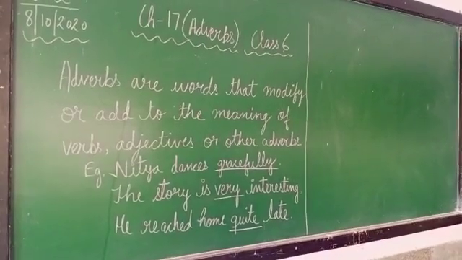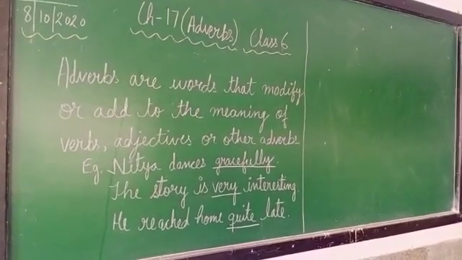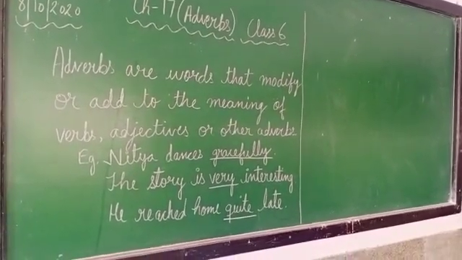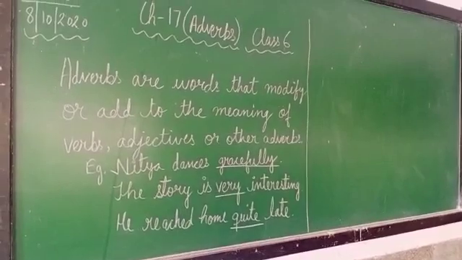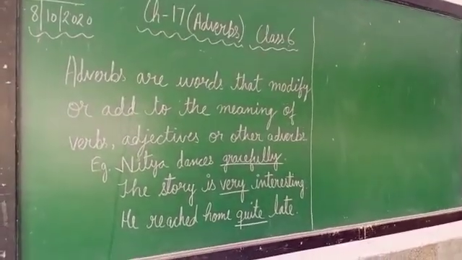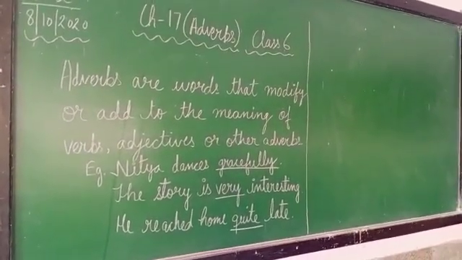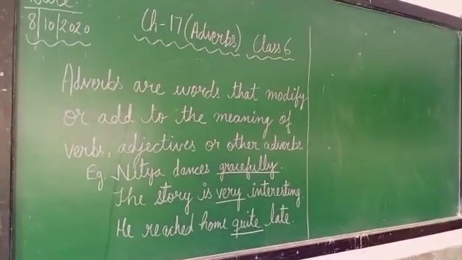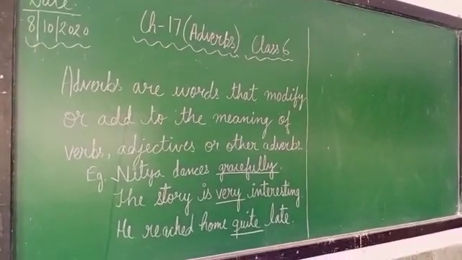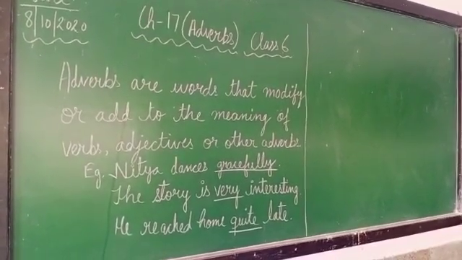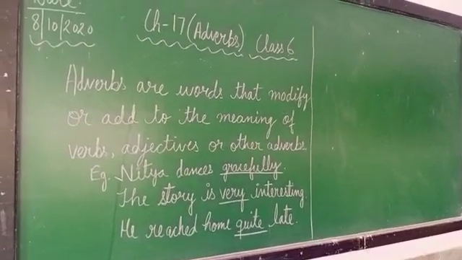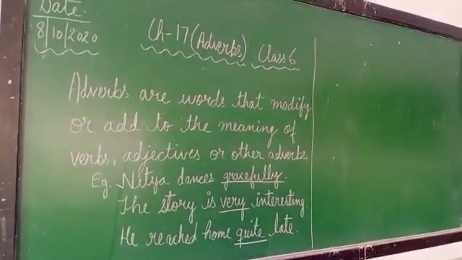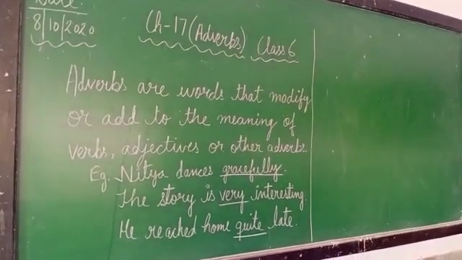Example is here, Nitya dances gracefully. So how does she dance? She dances gracefully. So gracefully is an adverb here. The story is very interesting. How is the story? It is interesting. Yes, that is the adjective. But which word is modifying interesting? Yes, very is the word that is modifying the adjective interesting.